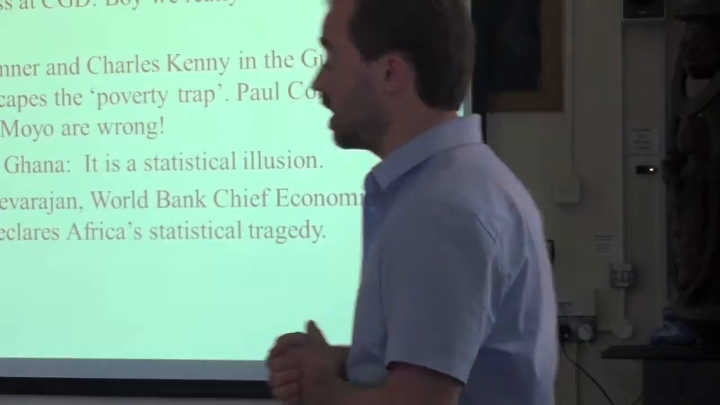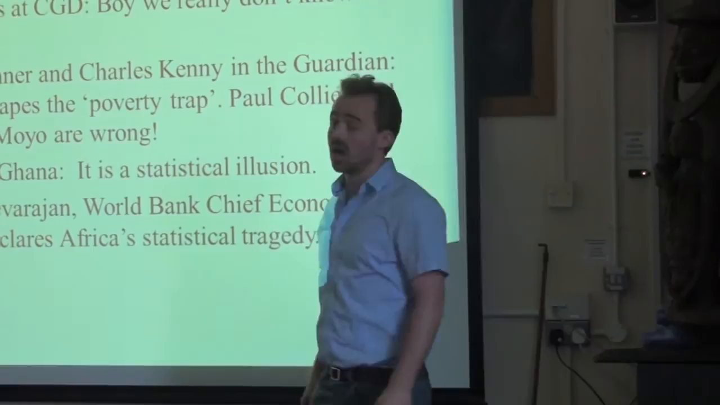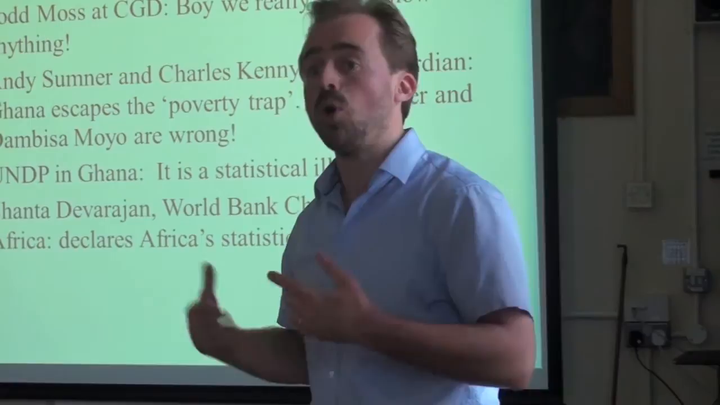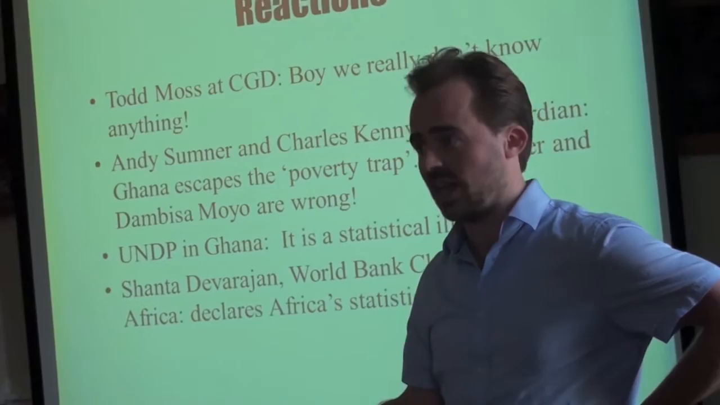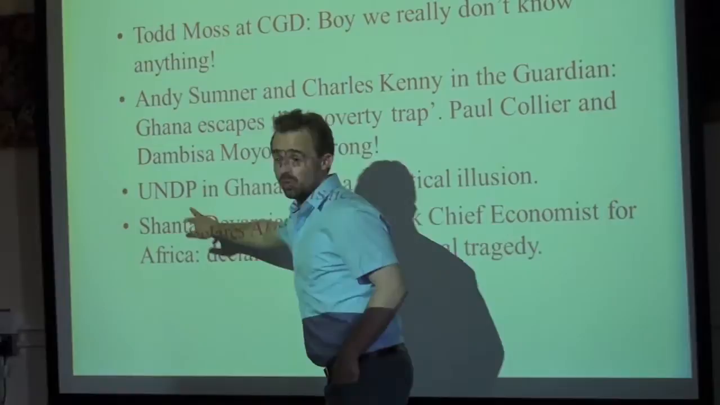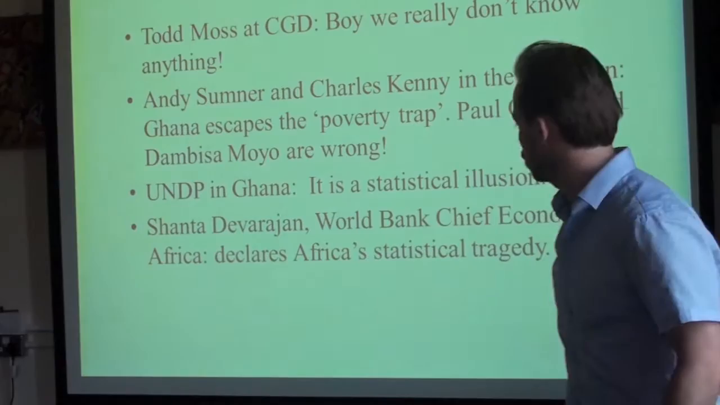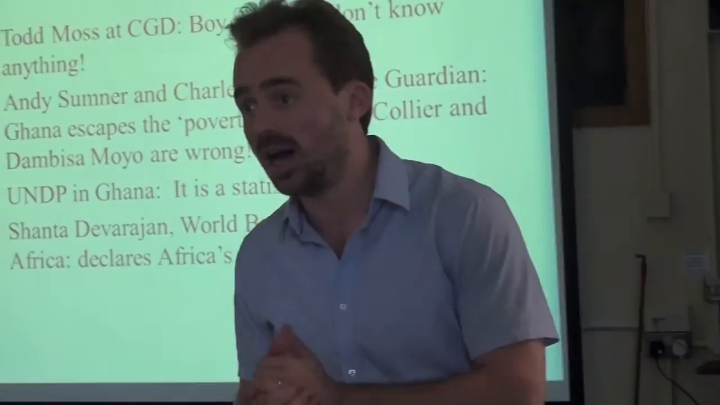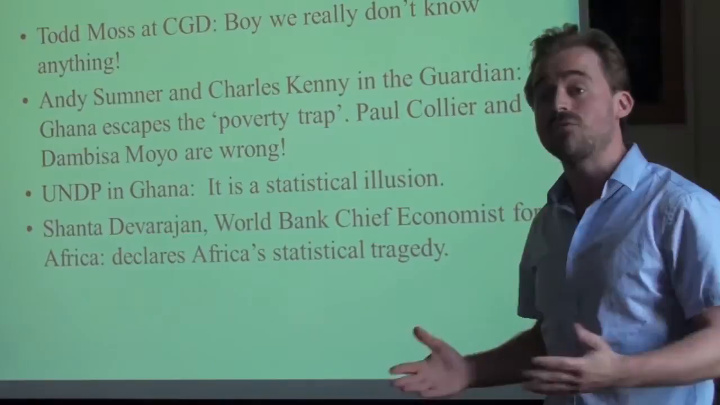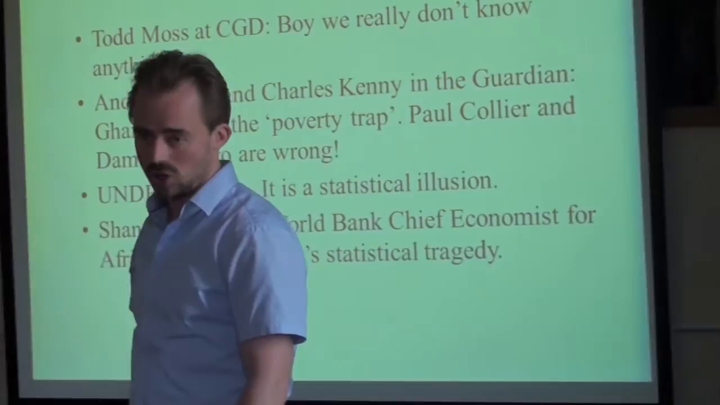The UN development program in Ghana maintained this is a statistical illusion, pointing to the fact that there have been no similar changes in other indicators such as health and social development and so forth. So they, justifying their own existence in Ghana as well, of course have to maintain that this number is not what it should be. Shantayanan Devarajan, the chief economist for Africa, in a desperate attempt at damage control, went out and declared Africa's statistical tragedy, because of the extent of the knowledge problem. And so there is clearly a little bit of confusion and so forth.